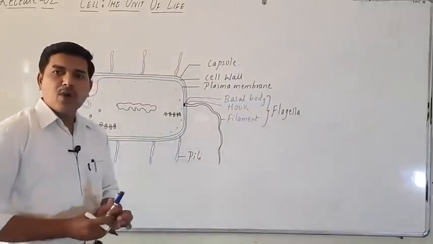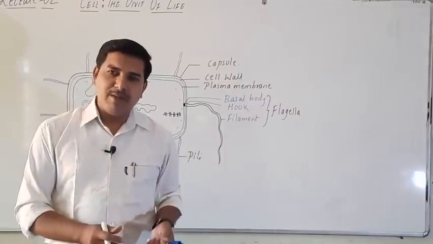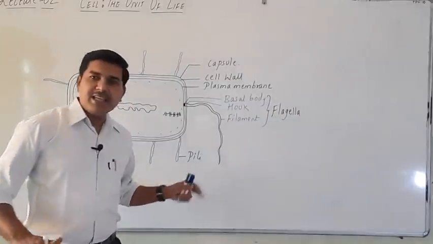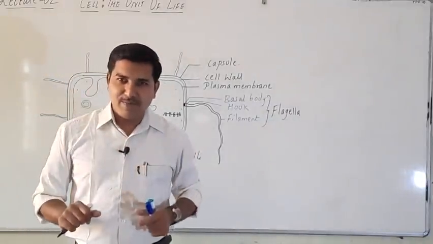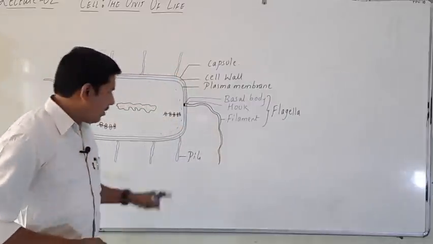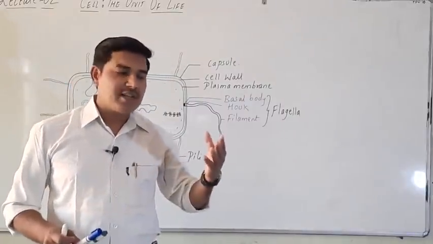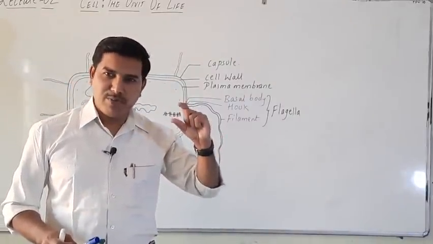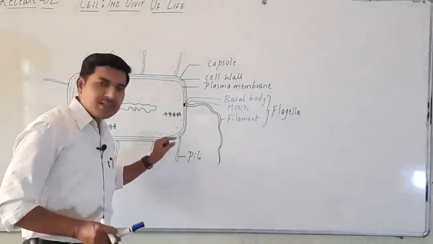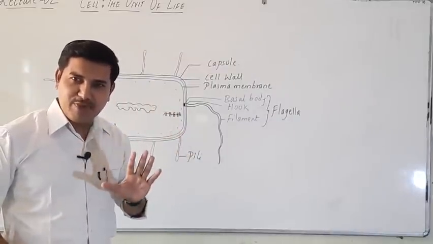Then these outer parts, pili or fimbriae, might be present. Sometimes they may not be there. Pili is a hair-like structure. Or if fimbriae are present, fimbriae are bristle-like. Bristle means a little hard and short. Elongated, hair-like structures that are a little long we call pili.